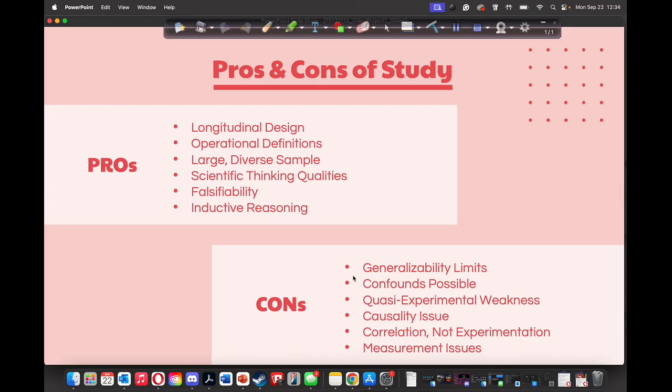Oh, that's a hard word. Sorry. Generalizability. Or yeah, confounds possible, quasi-experimental weakness, which is one that I did harp on later in this video. Causality issue, correlation, not experimentation, and measurement issues.